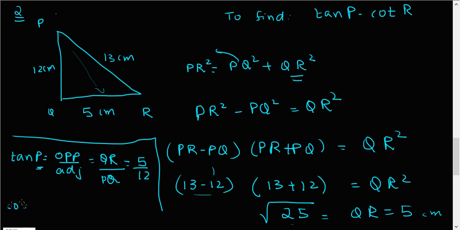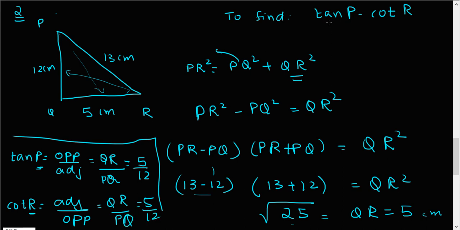Then cot R. Cot is given as adjacent by opposite. Adjacent and opposite to which angle? Angle R. So adjacent to angle R is 5 centimeter, that is QR. Okay, and opposite to angle R is PQ, that is 5 by 12. Now I have this tan P is 5 by 12 and cot R is also 5 by 12. So 5 by 12 minus 5 by 12 is 0.